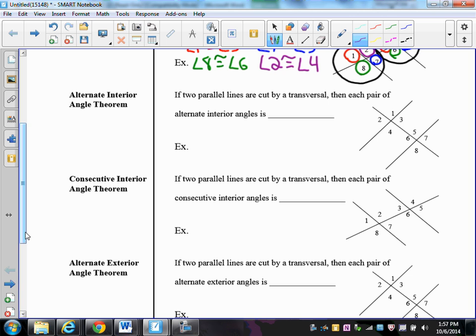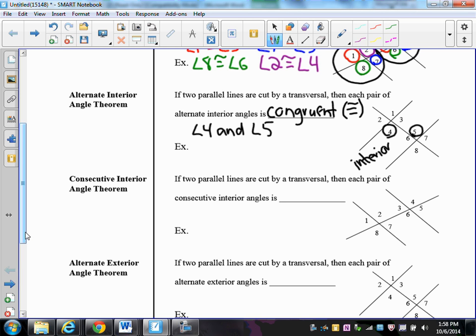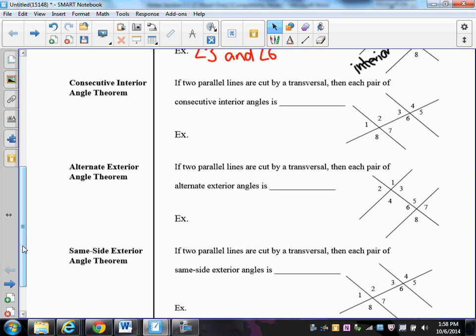Similarly, we have the alternate interior angle theorem. This says if two parallel lines are cut by a transversal, then each pair of alternate interior angles is congruent. Again, this is the congruent symbol, the equal sign with the tilde. Remember, interior means between the lines, and alternate interior angles are on opposite sides of the transversal, not adjacent. So that's angle 4 and angle 5, and my other example is angle 3 and angle 6. If you had a good grasp on what these angles were in the last section, it should be a very easy section for you.